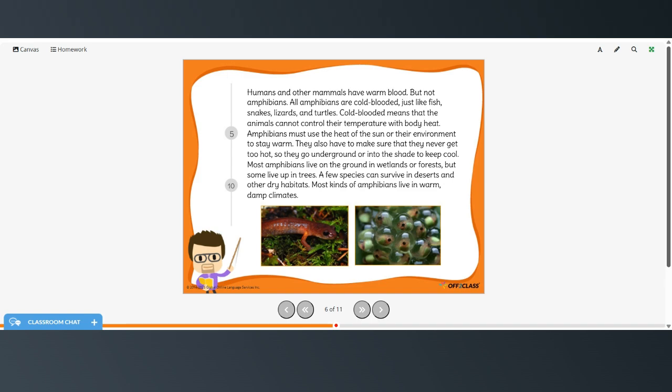Most amphibians live on the ground in wetlands or forests, but some live up in trees. A few species can survive in deserts and other dry habitats. Most kinds of amphibians live in warm, damp climates.